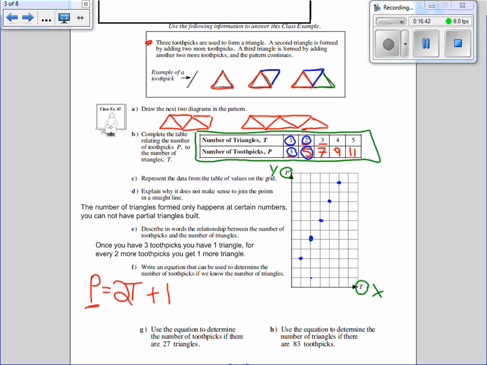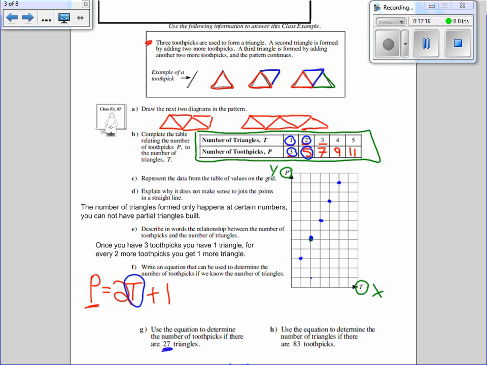So G. Use the equation above to determine the number of toothpicks if there's 27 triangles. So they're saying if you know you have 27 triangles, how many toothpicks should you have? If you look up at your equation, what they've done is they've told you what T is equal to. They're saying T is equal to 27. So you're going to change T to be 27.